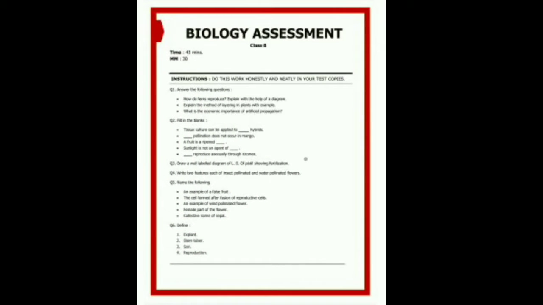Class 8, I had given you the biology test. Today I will be giving you the answers of this test. Question number 1 was, how do ferns reproduce? Explain with the help of a diagram. Now first you have to explain, that is what will you give.